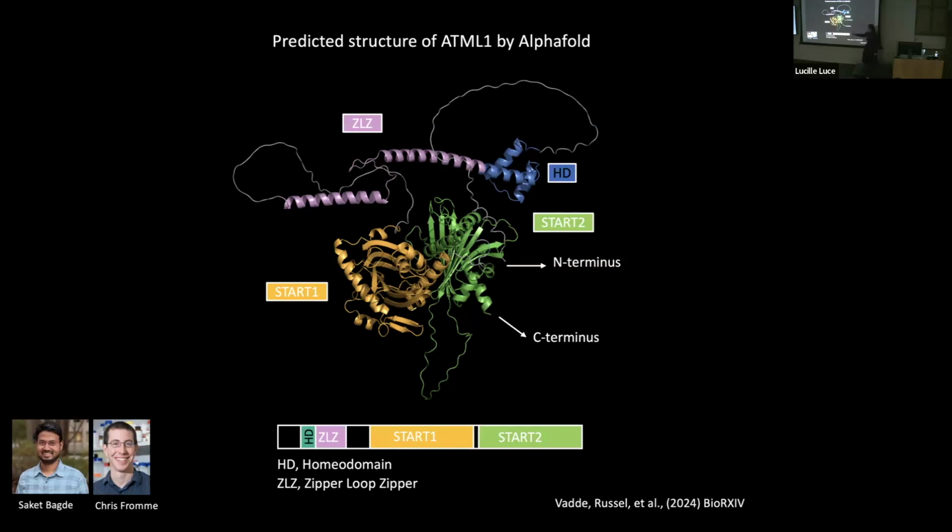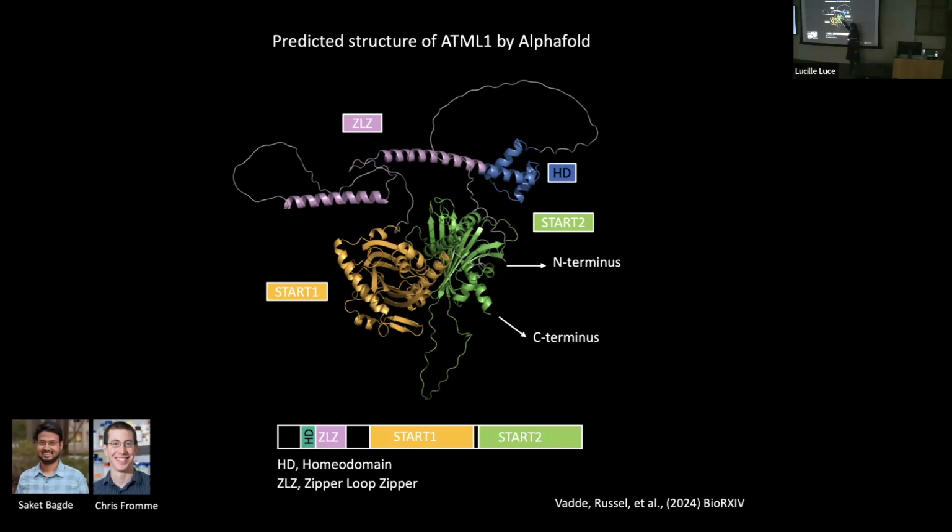So we talked to Chris, and his grad student Saket made an AlphaFold structure of ATML1 for us. ATML1 is a transcription factor, so it has a homeodomain that binds DNA. It's got a leucine zipper loop zipper that's involved in dimerization. It has START domain 1. And then they started talking to us about START domain 2. We're like, what are you talking about, START domain 2? There's START domain 1, and then there's this extra START associated domain. Well, it turns out it has a START domain fold that no one had recognized before. So in fact, there are two START domains.